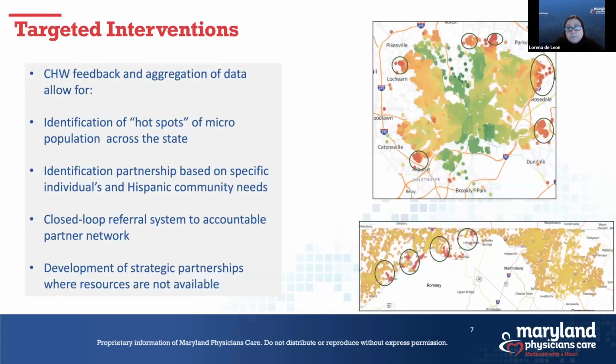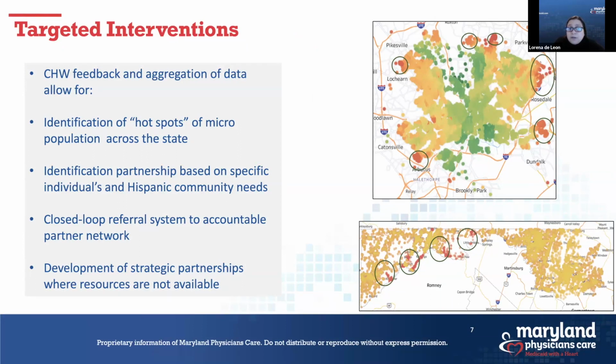Next slide. So what that allowed us to do was also identify target hotspots. And if you're familiar with the black butterfly in Baltimore, this is our MPC population, and you can see it mirrors the black butterfly, the top picture. Ultimately, what our CHWs did for us is they're able to aggregate that feedback as well as data, and helped us identify where those hotspots are that we really need to focus and go in boots on the ground.